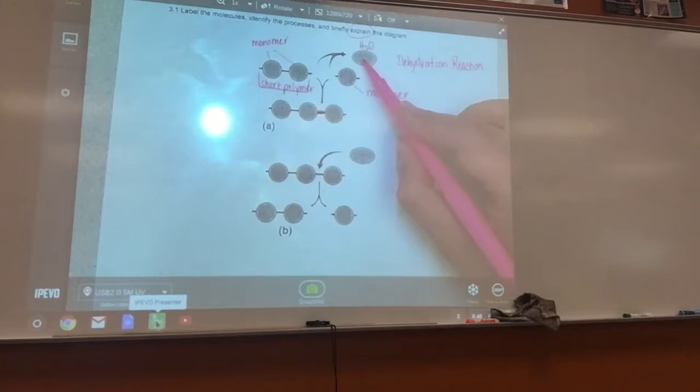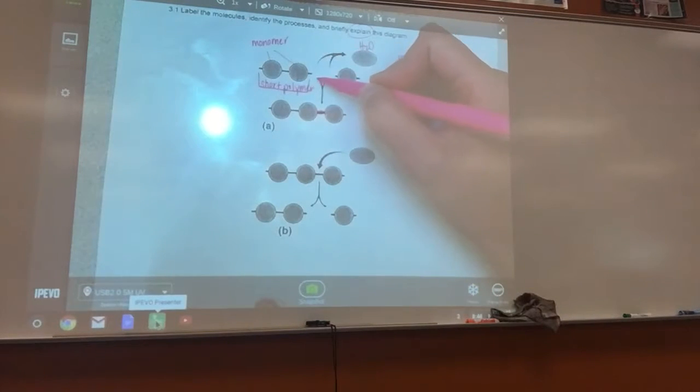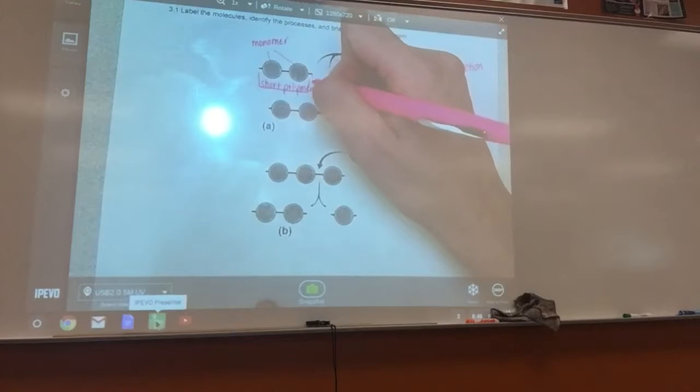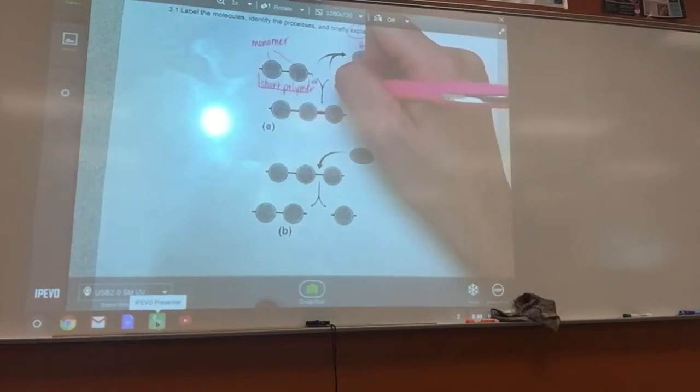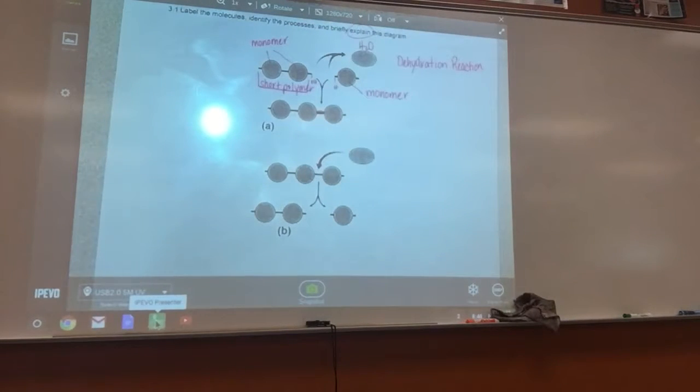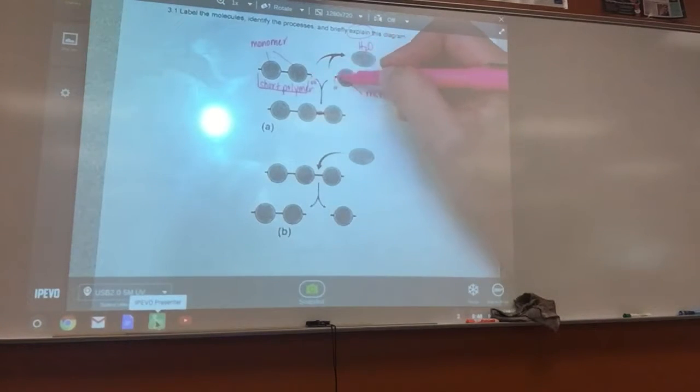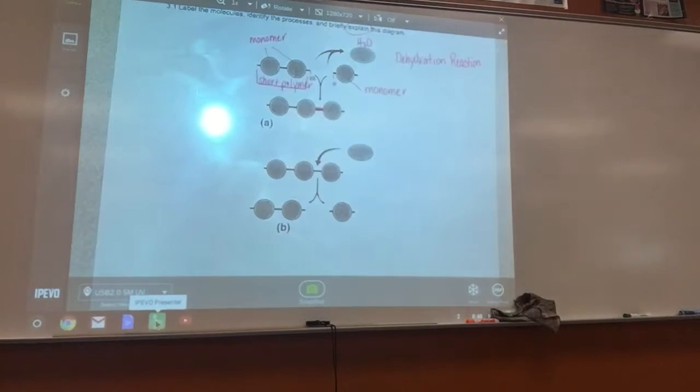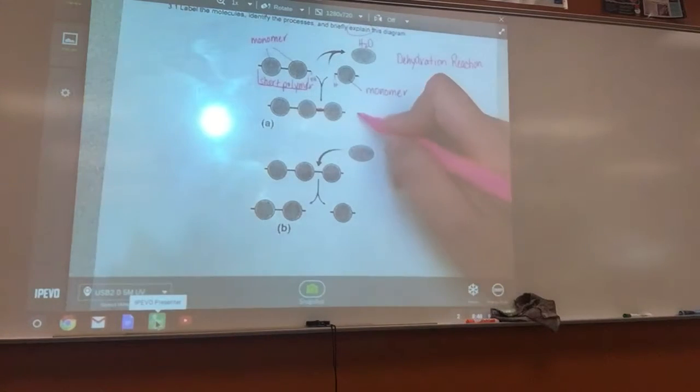When the water is lost to make this bond, what actually happens? Remember, an OH comes off of one and an H comes off of the other. That's where the water comes from. That frees up the bonds between the two atoms to form a bond with each other and therefore connect it. So therefore we end up with a longer polymer.